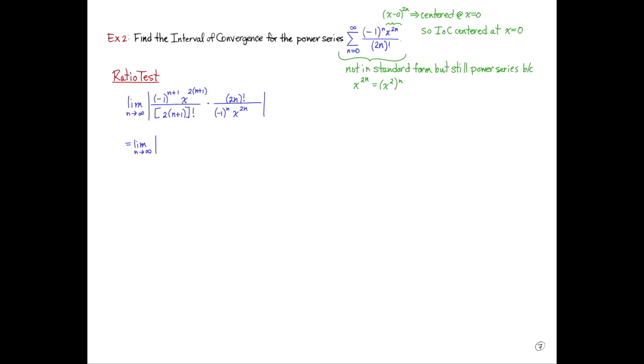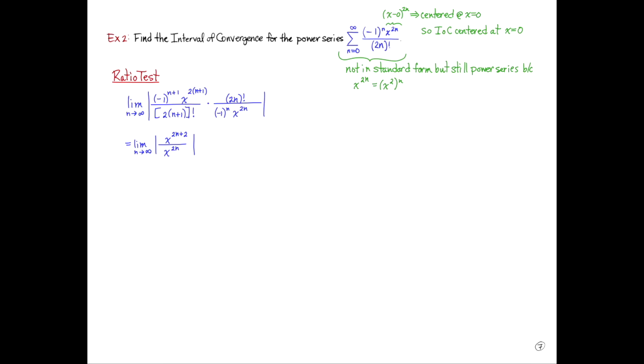And grouping our like terms, let's start with our x terms. In the numerator, distributing the 2 over the n plus 1, we have x^(2n+2), and that's divided by x^(2n). We can close the absolute value signs to only contain the x terms, because we know that n is starting at 0, and from there, it's always going to be a positive integer. That means that the factorial terms will always be positive, and the absolute value of -1 is just 1.